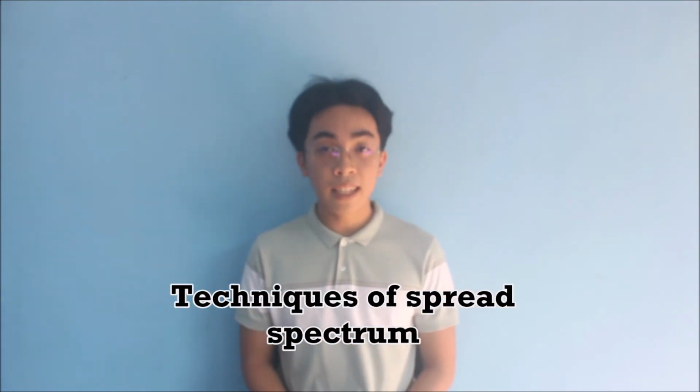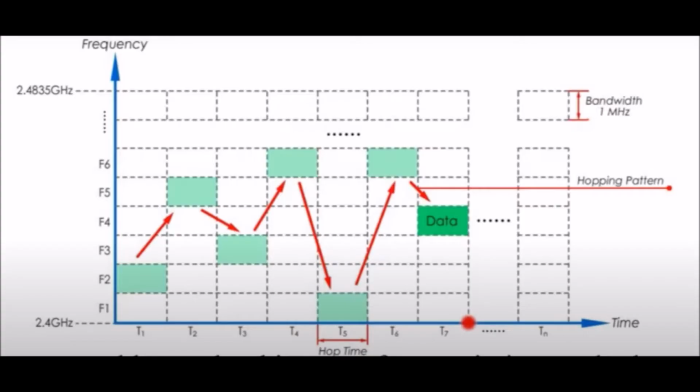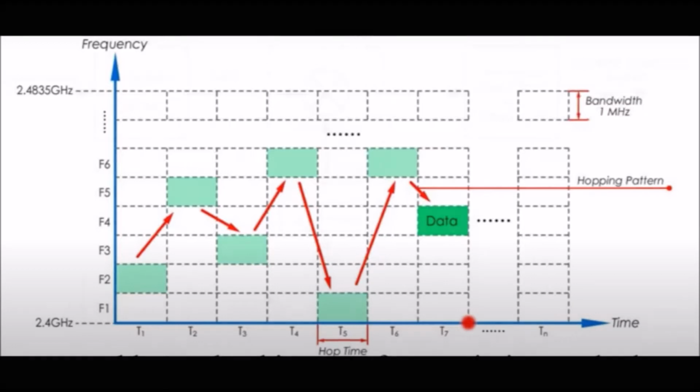And now, let us talk about the techniques in spread spectrum. The first technique is frequency hopping. The basic or simplest concept of frequency hopping is making a narrowband signal jump into another random narrowband, but with a larger bandwidth. To graphically represent it, it is shown like this. This figure shows how a signal jumps from one narrow band to another narrow band, creating a hopping pattern.